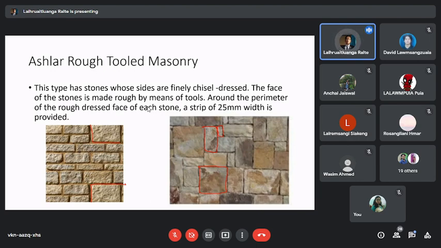Even though you are working for the aesthetics alone, you still have to cater to the dead load that it is carrying. The dead load means the load of the stone, of the masonry in itself, not the external load that it is having.